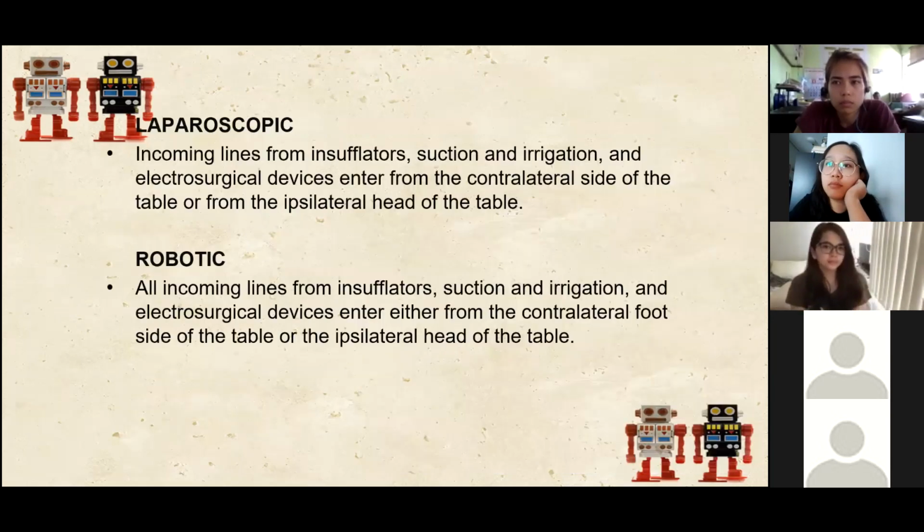Next, please. So for your laparoscopic, incoming lines from insufflator, suction, and irrigation and electrosurgical devices enter from the contralateral side of the table or from the ipsilateral head of the table. For your robotic, all incoming lines and devices enter either from the contralateral foot side of the table or the ipsilateral head of the table. Next, please.